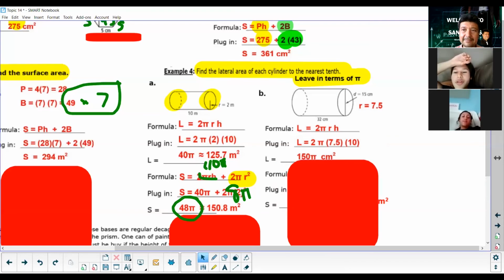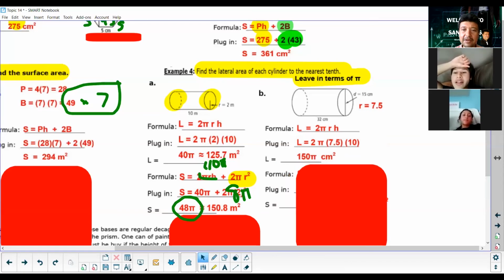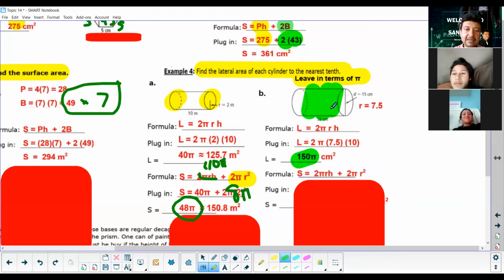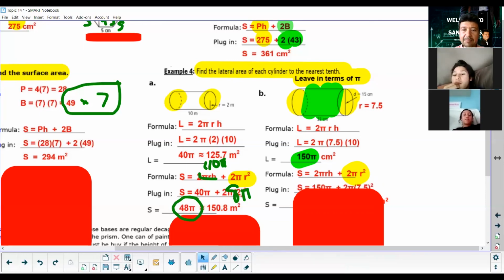Wait, you add the pi with the radius? Well, you add the two bases. Remember, this 150 pi was just the sides. This part right here, the 2 pi r squared, is going to be the bases, the ones in yellow. So the last thing you're going to do is take that same r, the 7.5, and plug it in, and as a result, you'll get 262.5 pi.